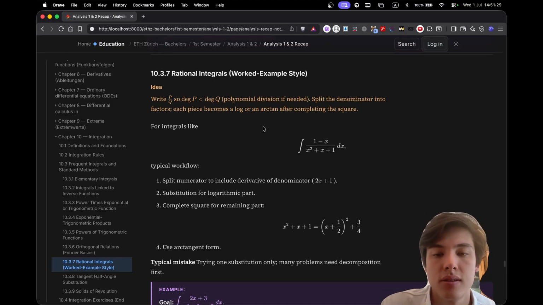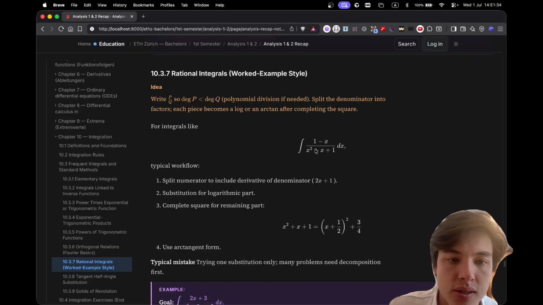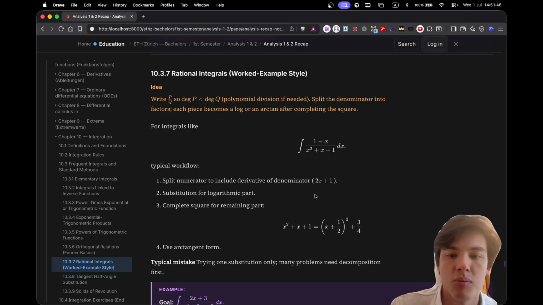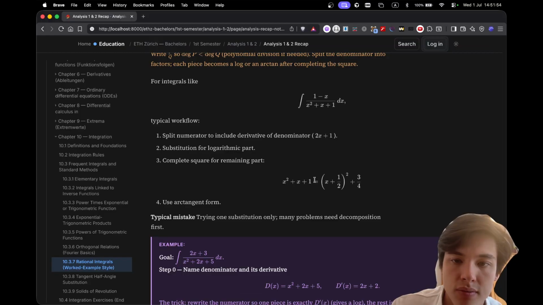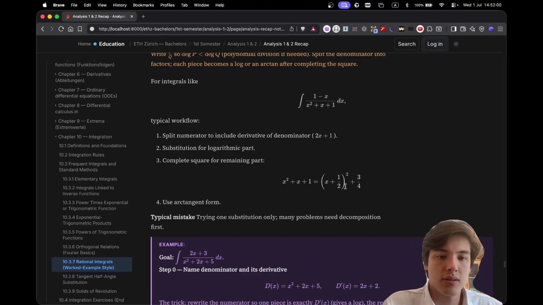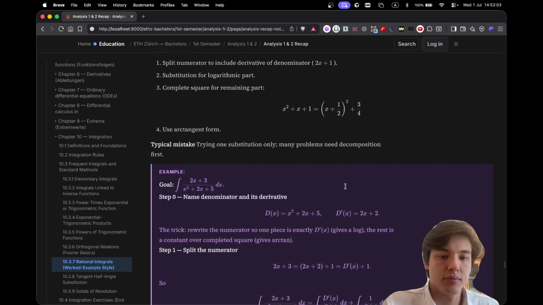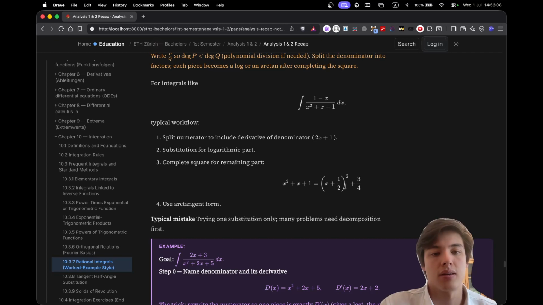Rational integrals. Let's see this. We do polynomial division. Or no, we don't need it because the numerator is smaller, and then we split the numerator, and then the denominator 2x plus 1. Like this is what we get, right? It's equal to this, and we can use the arctan.